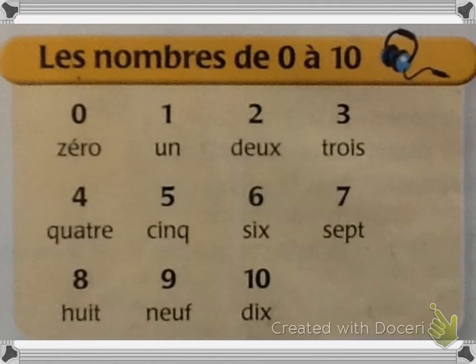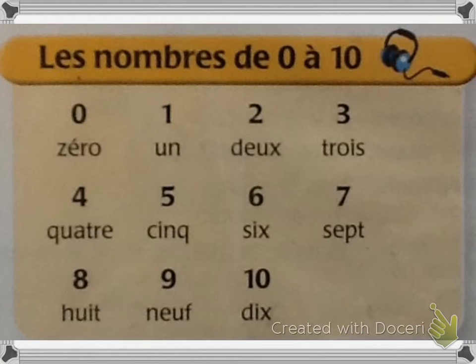All right, let's do them again this time. Say them with me. Okay, so together, ensemble. 0, 1, 2, 3, 4, 5, 6, 7, 8, 9, 10.